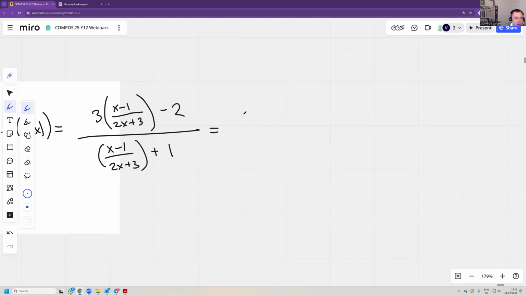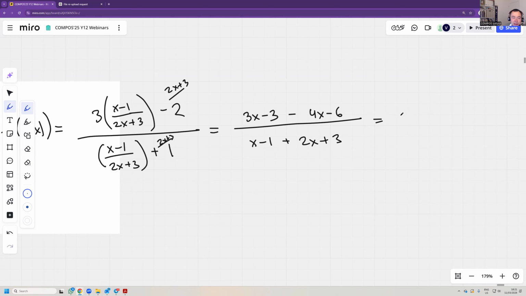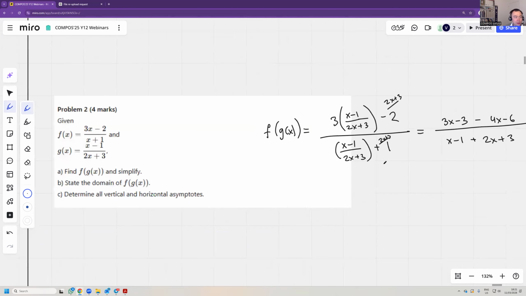That takes us to 3x minus 3 minus 2. You multiply this by 2x plus 3, and you multiply this by 2x plus 3. Effectively, you're multiplying top and bottom by 2x plus 3. And that's minus 4x minus 6. And here we have x minus 1 plus 2x plus 3. And that is minus x minus 9 over 3x plus 2. Okay.